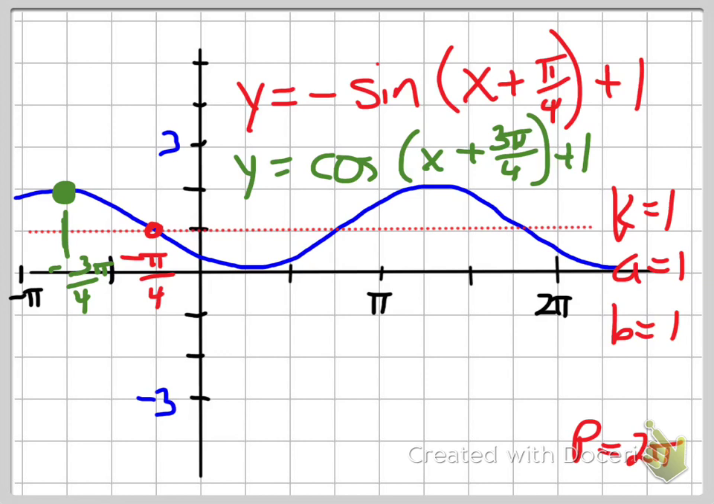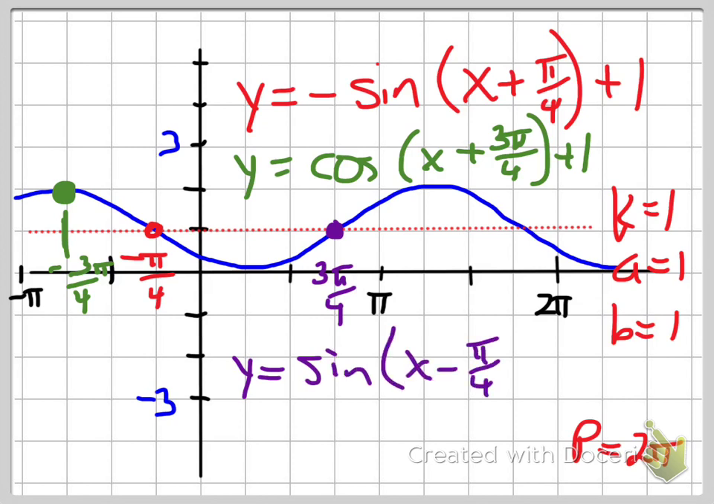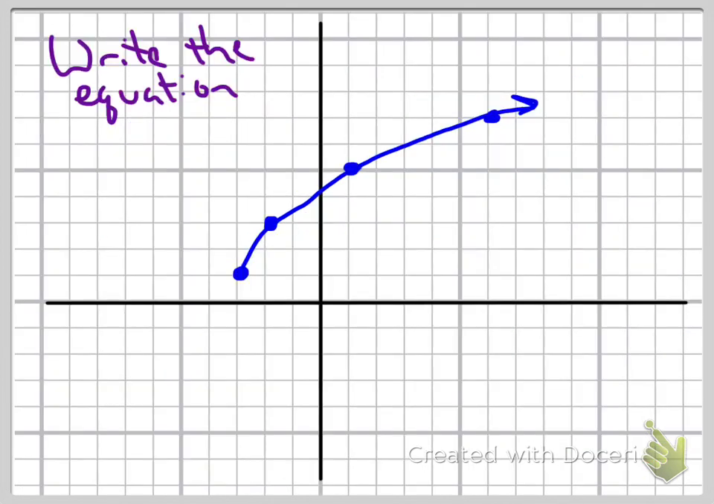If I did want to make this a positive sine, right there would be my spot. That is a positive 3 pi over 4. So it would be y equals sine x minus pi over 4 plus 1. You also have the possibility right there of a negative cosine. So you could do that. You would just need to switch your h value to be a positive pi over 4, and it would be a negative cosine. All right, next topic.